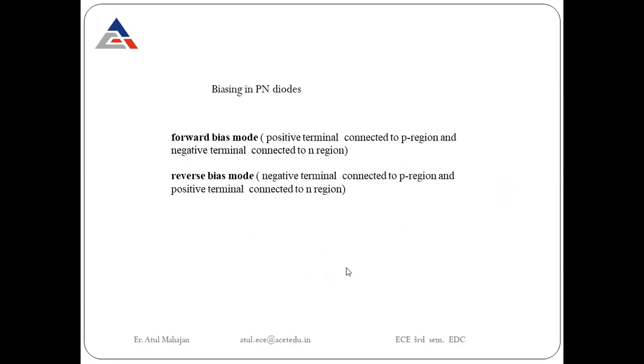Now, biasing in PN junction diodes is basically of two types: one is forward bias, and one is reverse bias. Forward bias means the positive terminal of the battery is connected to the P region and the negative terminal is connected to the N region. Similarly, for reverse bias, the negative terminal of the battery is connected to the P region and the positive terminal is connected to the N region. When operating in reverse mode, it is known as a reverse bias junction, and otherwise a forward bias junction.